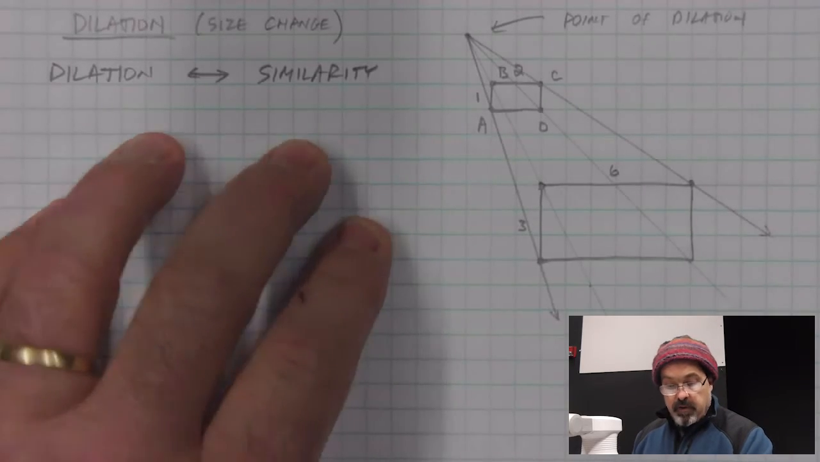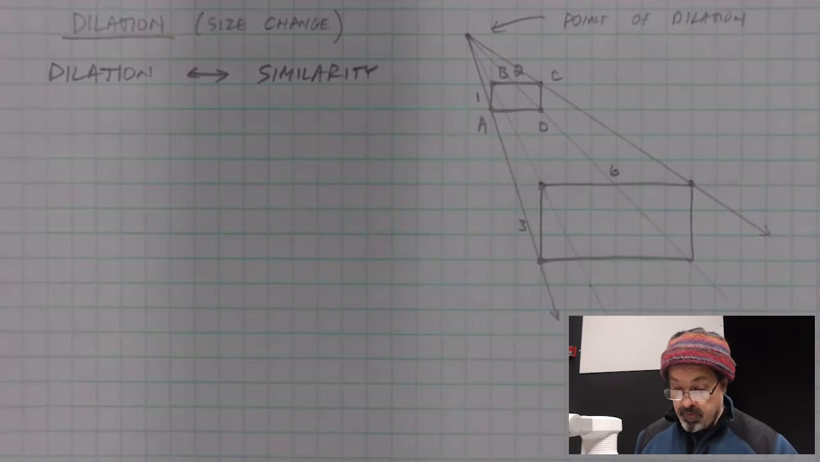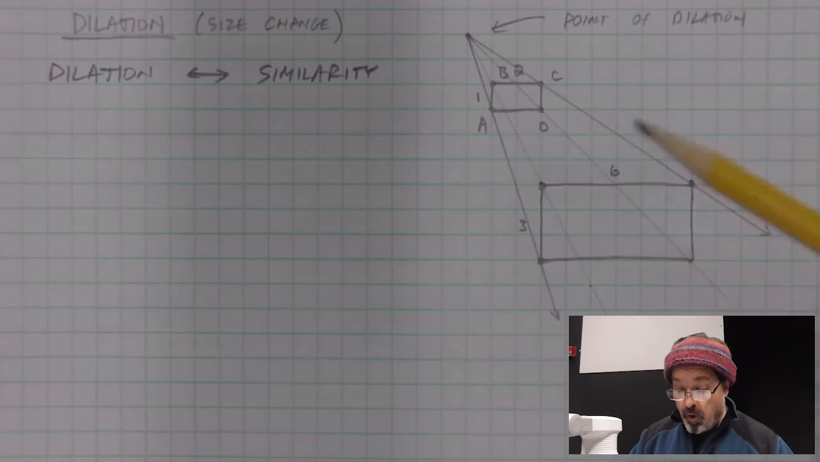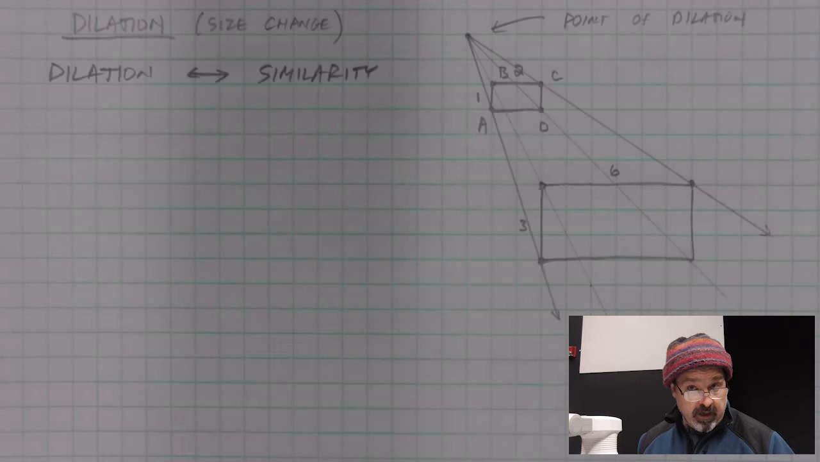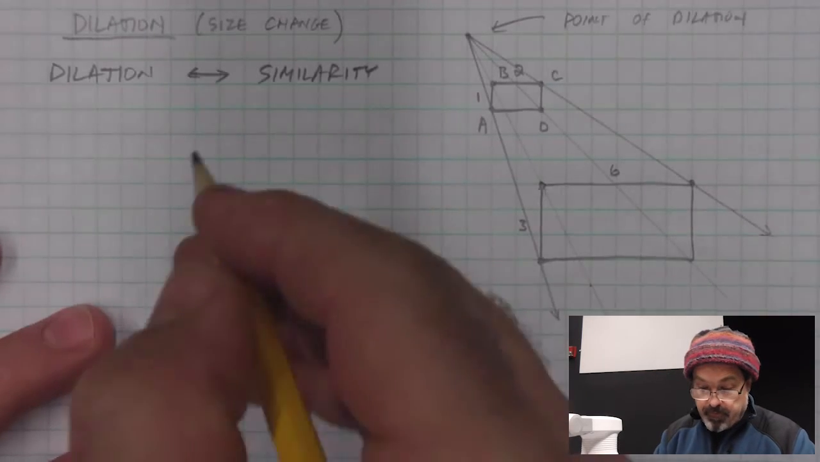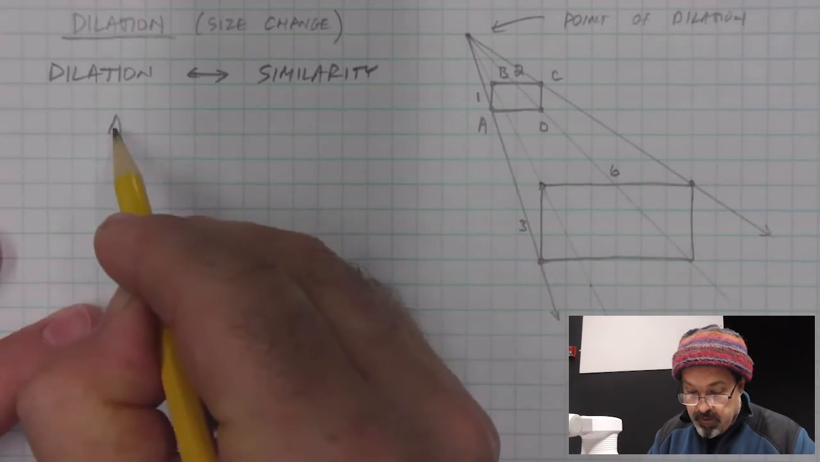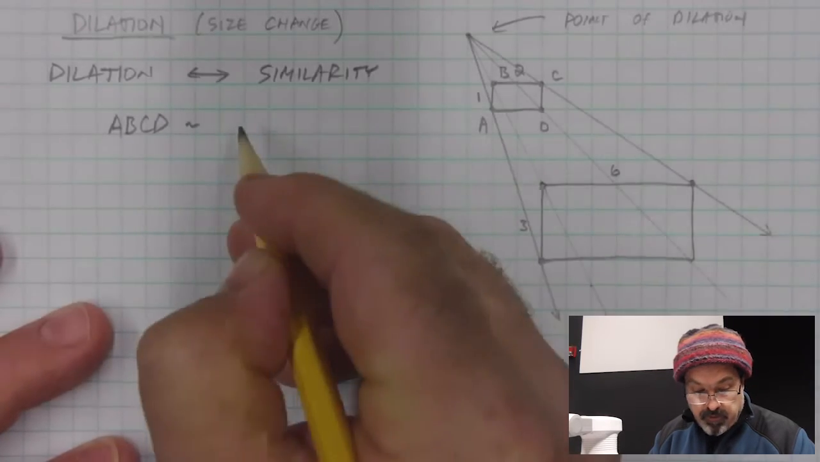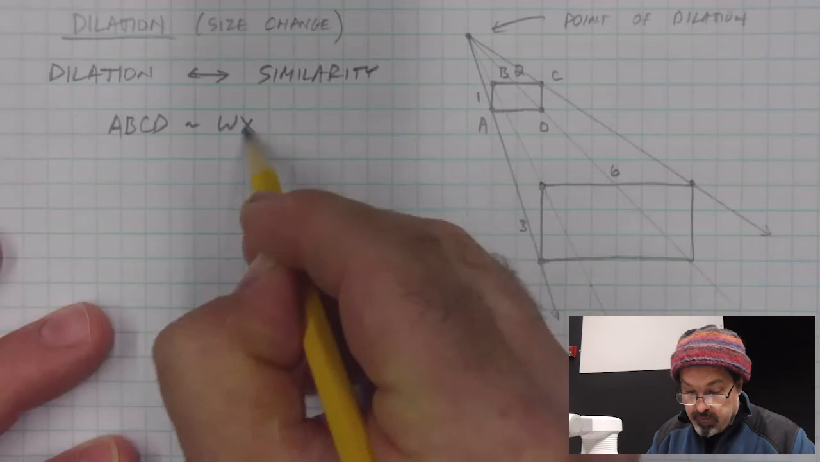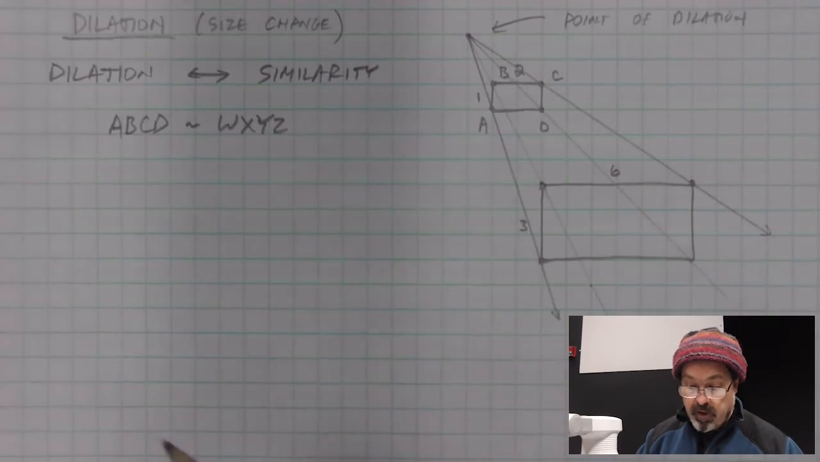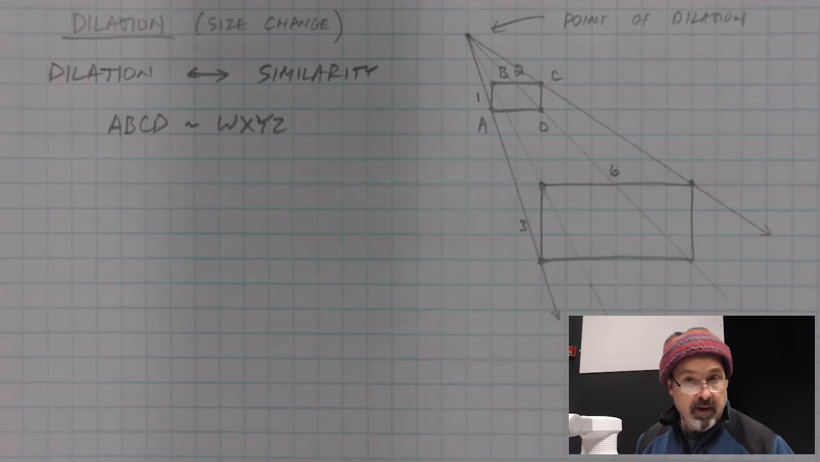So dilation and similarity are related. These two are dilations of each other. We don't always need to grow. We can change the size of something by shrinking as well. They're dilations of each other. These shapes are similar. We could say that ABCD is similar to WXYZ because we created WXYZ by dilating ABCD.